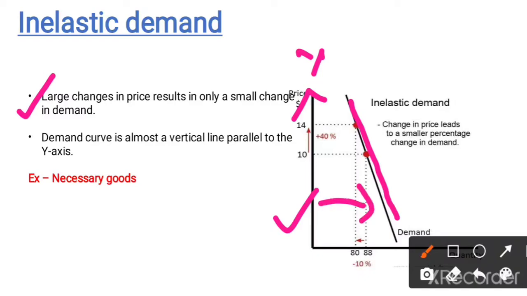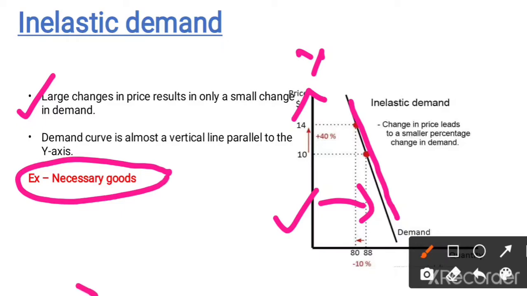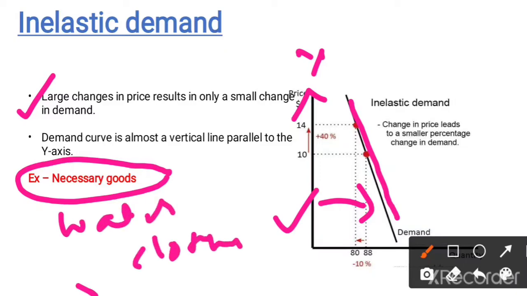What are the examples for inelastic demand? The necessary goods. Why are necessary goods kept under inelastic? What are the necessary goods? Water, clothes. Necessary means the things without which you cannot live. See, students, water is there, food is there. Even though the price of food increases, your quantity demanded will not change by much, because without food you cannot live.